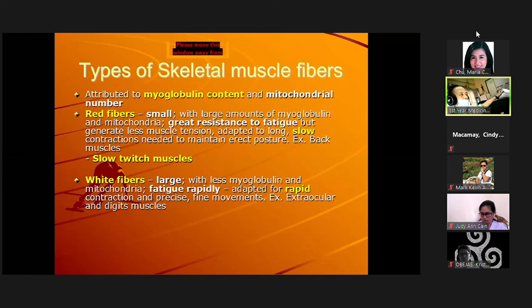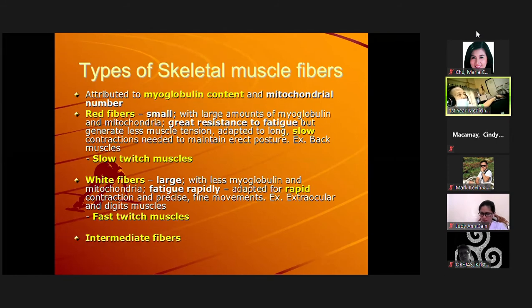So you have your red fibers and white fibers. These white fibers are fast twitch muscles. That's why your extraocular and digit muscles are the examples. They have fast twitch muscles. And you have intermediate fibers, between the two, the white fibers and the red fibers.